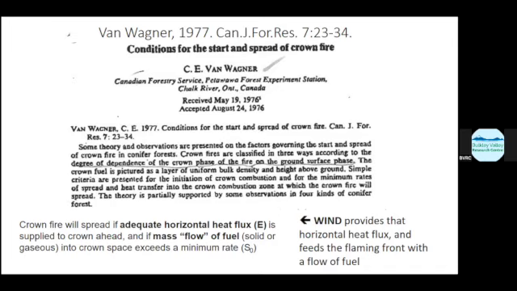Charlie Van Wagner pointed out that you will only get crown fire spreading if there's an adequate horizontal heat flux with a mass flow of fuel through the flaming front. So the wind is what provides that horizontal heat flux. The wind essentially feeds fuel through the flaming front. If you think of the flaming front as stationary, the wind is like a conveyor belt of fuel into the flames. So you need wind to have a crowning fire.